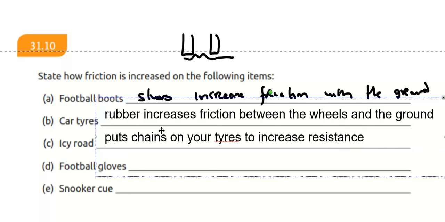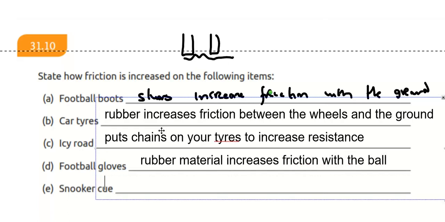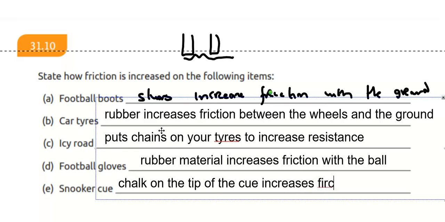Once again, very similar to part B, the rubber material increases friction with the ball. Snooker cue. To increase friction, I suppose chalk on the tip of the cue increases friction between the cue and the ball.